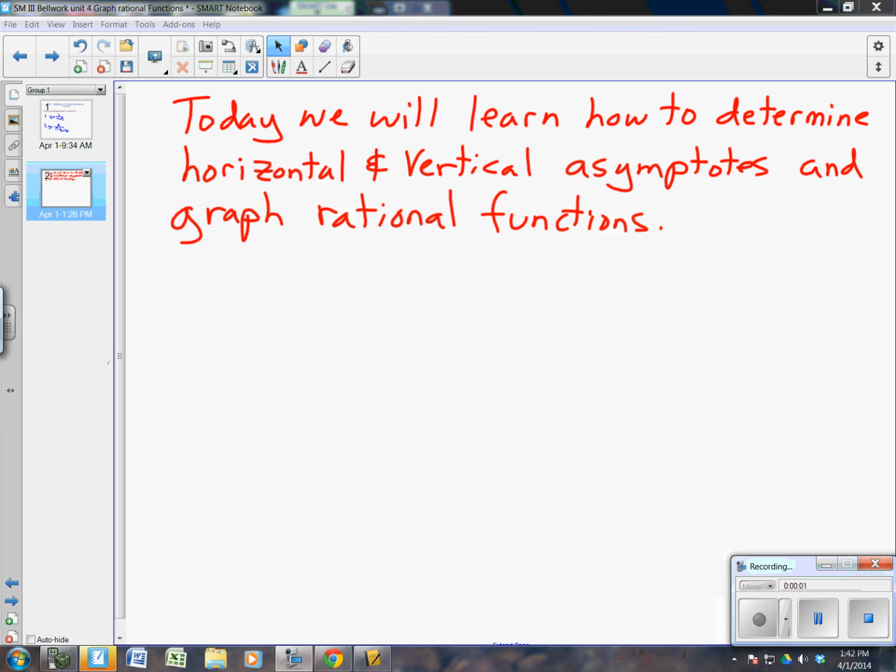Okay, so today we are going to learn how to determine horizontal and vertical asymptotes and graph rational functions. I've given you this handout that explains how to do it. We're going to use this handout. We're going to underline stuff on it and box things in so that we can highlight some areas that are important. Okay? And then on the back, there is an example problem that we are going to do together as a class.